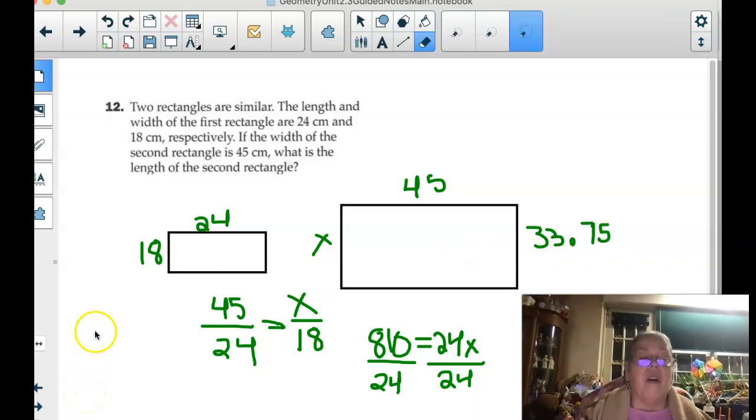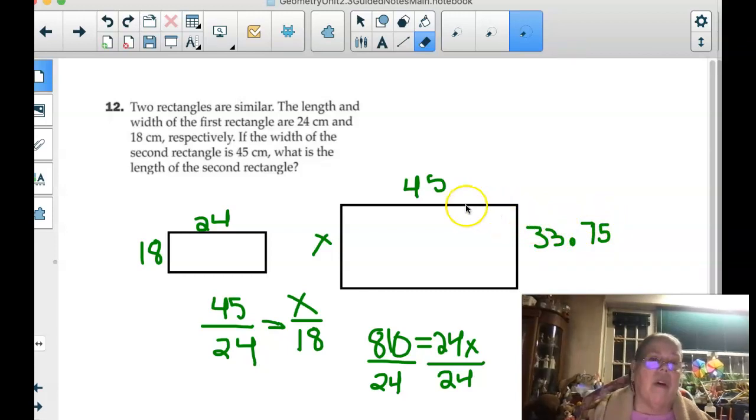Sorry about the TV. As you can see, our answer, the length is 33.75 units. And what's the units? Notice it's centimeters. Remember, always look at the units because sometimes they switch them on you.